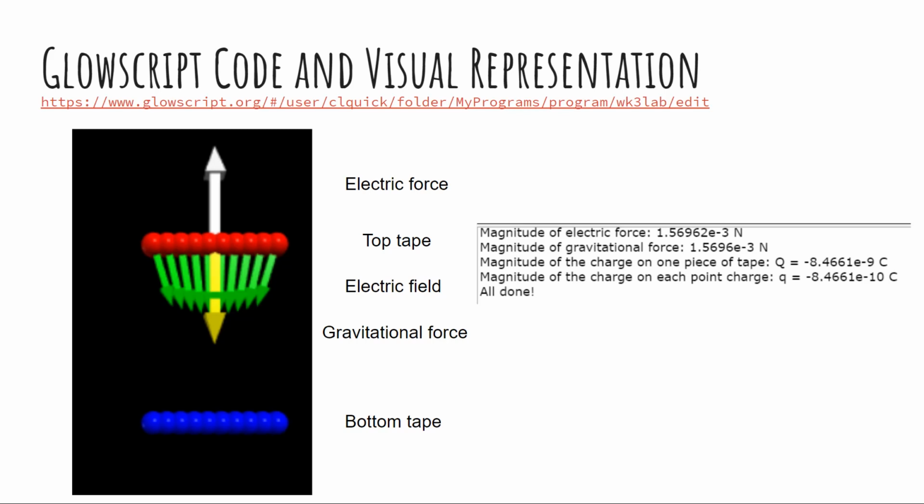The magnitude of the charge on one piece of tape is negative 8.4661 times 10 to the negative 9 coulombs and was formed by plugging in different charged values into the code to get the magnitude of the electric force to equal the gravitational force.